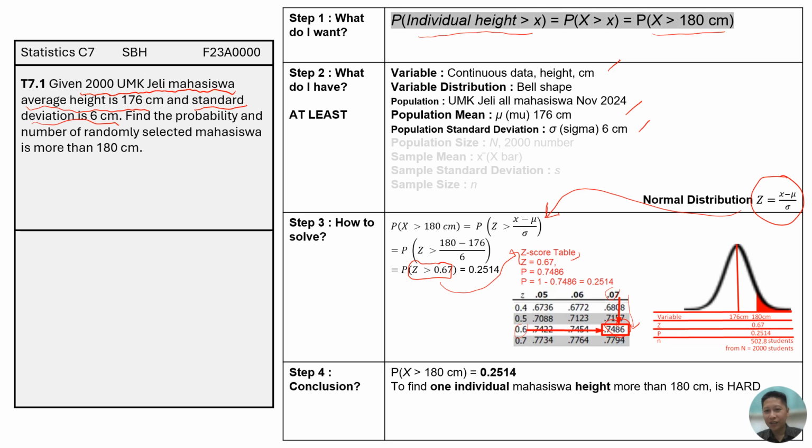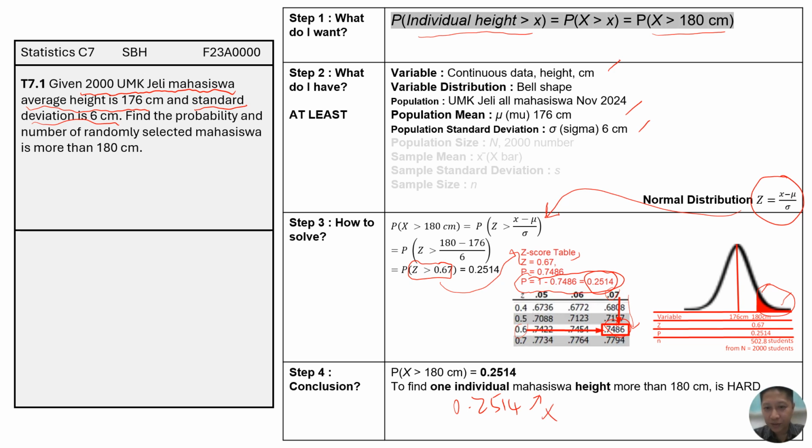Unfortunately, this table is looking from left to right. Are we looking from left to right? No, because we want the student to be very tall, which means that we are looking from right to left here. Or to say that the P that we want is 1 minus 0.7486. So at the end, our P equals 0.2514. So when we have P equals 0.2514, we need to tell the volleyball coach, is it easy to find this individual or not? That's very tall, that is more than 180 cm.